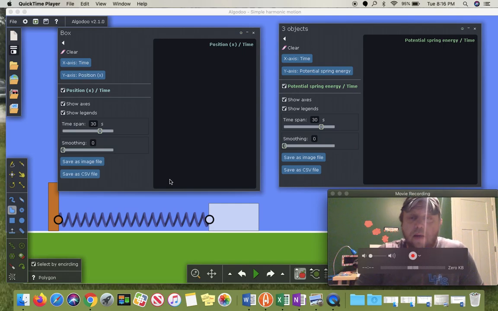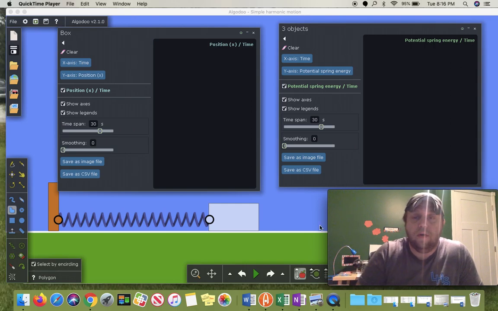Hey folks, wanted to spend a little bit of time going over some of the graphs that you're going to be seeing. We've already talked about position versus time, velocity versus time, and acceleration versus time graphs, but today I wanted to focus on potential energy versus time and kinetic energy versus time, and then also potential and kinetic energy versus position graphs. You're going to have to know how to sketch all of those.